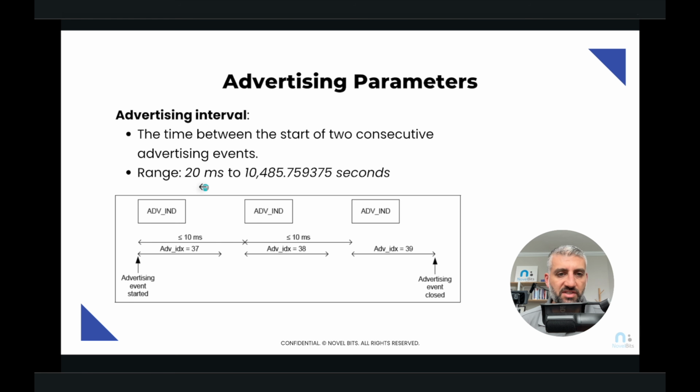Now the advertising interval, per the spec, can be configured all the way down to 20 milliseconds and all the way up to 10,485 plus seconds. In general, you'll see that devices will probably advertise somewhere between 20 milliseconds and maybe a couple of seconds, or maybe 5 or 10 seconds, and usually not more than that.